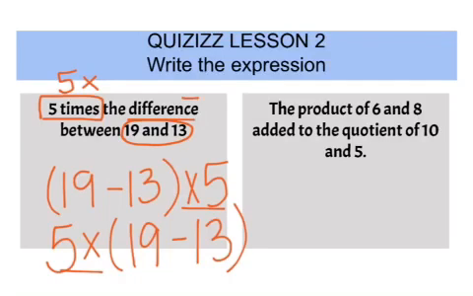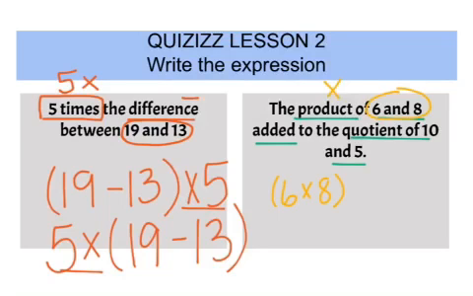All right, the next one says the product of 6 and 8 added to the quotient of 10 and 5. Okay, so that has a lot going on there. So let's look at it and break it into pieces. Let's start with product. Product, I know, is the answer to a multiplication problem. So that part I've got to put in parentheses because I want to do it first, because I need to take the answer of that multiplication problem. So product of 6 and 8. So I know I'm going to be doing 6 times 8 somewhere in parentheses because I found that product.